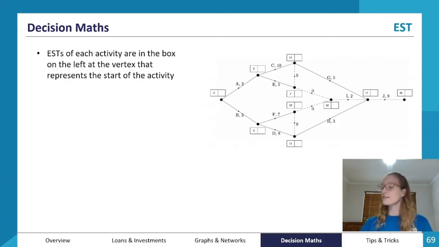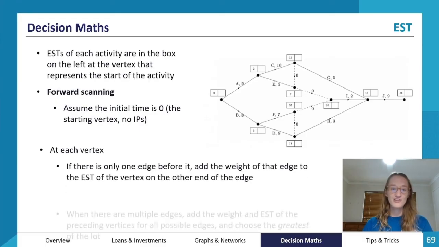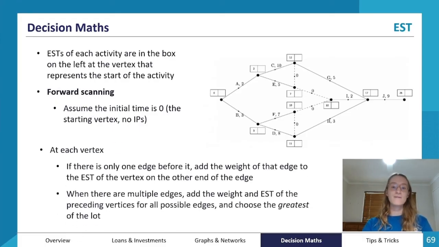So for the sake of time, we're not going to go into this. I'll just continue to give you a bit of an overview of some of our most important information. But the basic idea of forward scanning is that we move through the vertex and we find the earliest start time of each activity using the process that I just modeled on the previous slide. And the earliest start time of each activity, we record that in the box on the left at the vertex at the start of the activity.